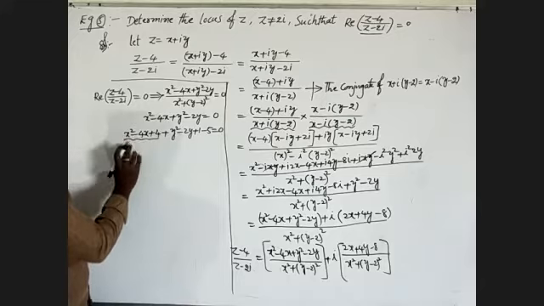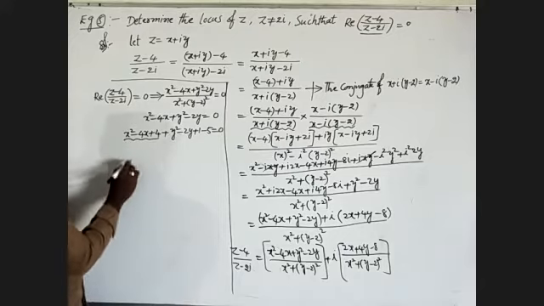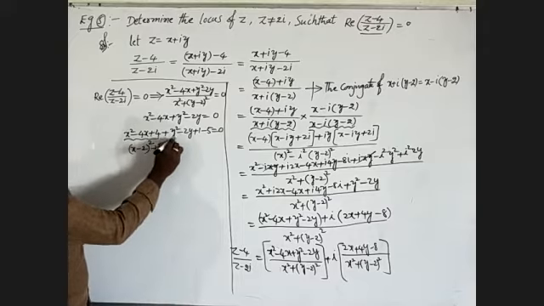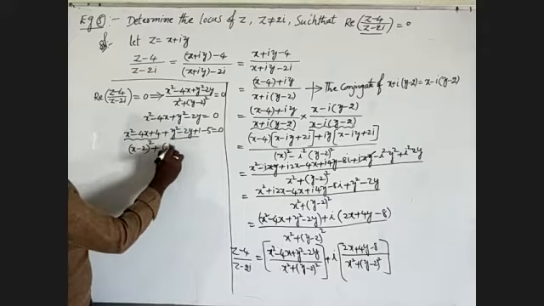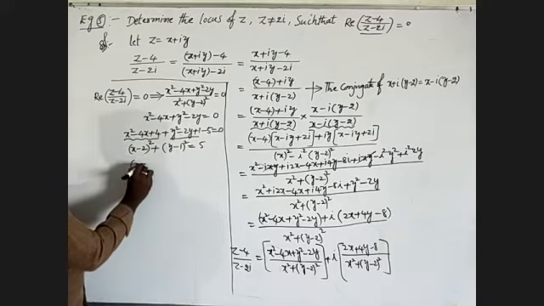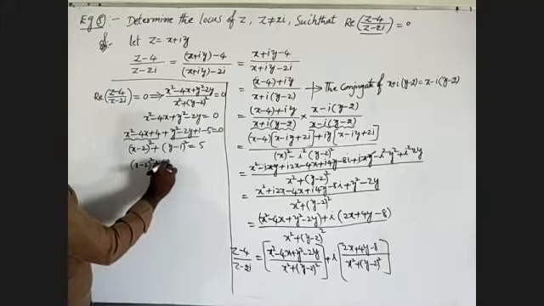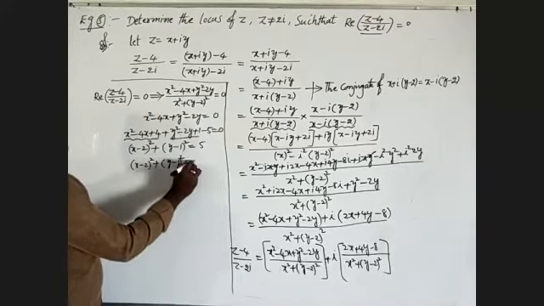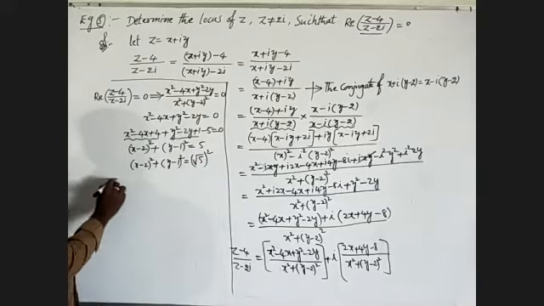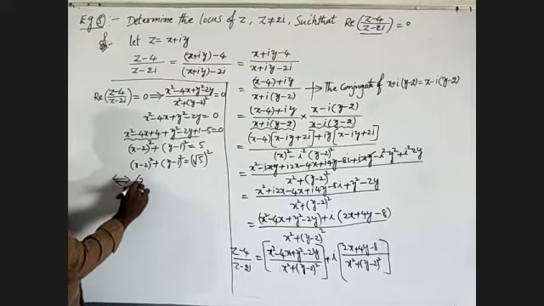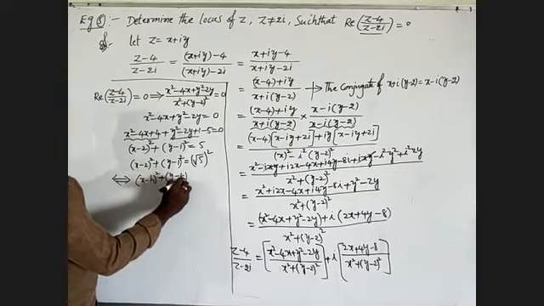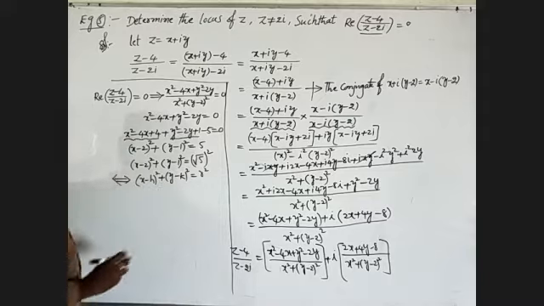Using a square minus 2ab plus b square, that will be written as (x minus 2) whole square, and (y minus 1) whole square is equal to 5. Again, this is written as (x minus 2) whole square plus (y minus 1) whole square is equal to root 5 whole square, where square and root will be cancelled. We compare this with (x minus h) whole square plus (y minus k) whole square is equal to r square.